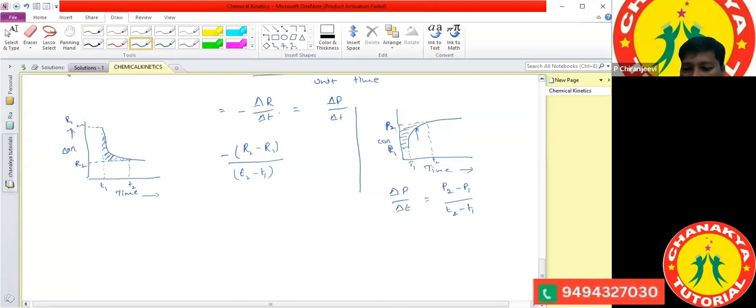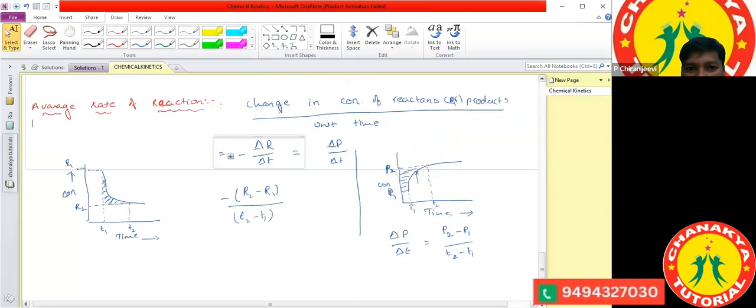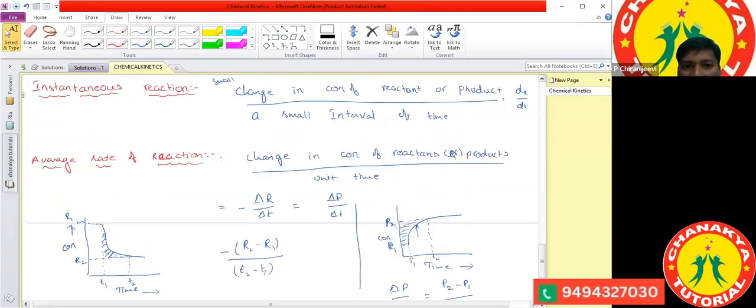Is there still any confusion? Then I'll write the formula here. For the instantaneous rate, the change in concentration of the reactants we write as dR by dt, taking a small interval. Minus dR by dt is equal to dP by dt. So this is the representation for the instantaneous rate, and the earlier one is the representation for the average rate of reaction. Got it?